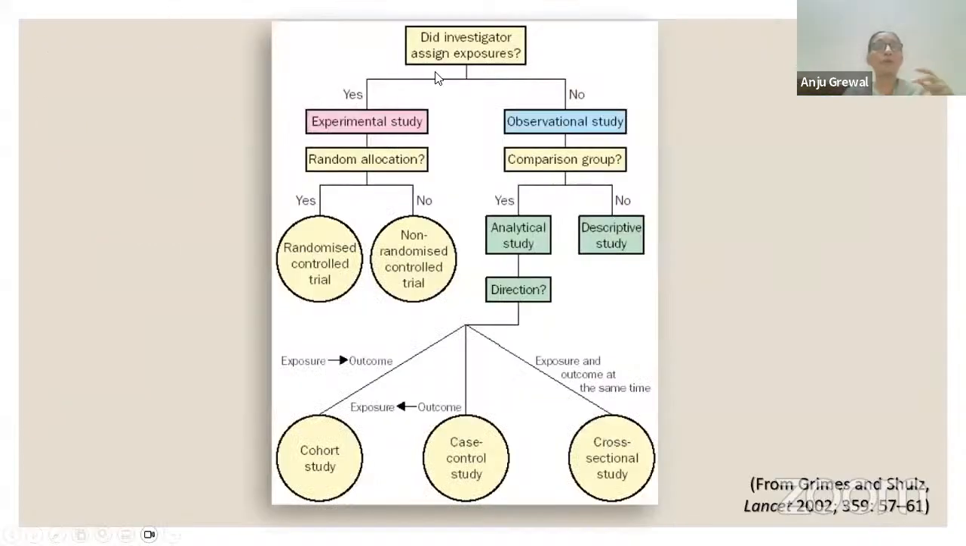Now, just to understand what they are all about, you need to understand what kind of study you are looking at. Are you assigning exposures to your subjects? If the answer to that is yes, that means I am, as a researcher, providing the exposure to the patient, doing an intervention to the patient. It's an experimental study. And this exposure can be provided by a random allocation method or a non-randomized method. And therefore, you have your randomized control trials and non-randomized control trials.